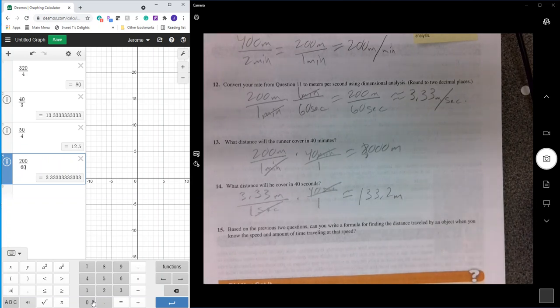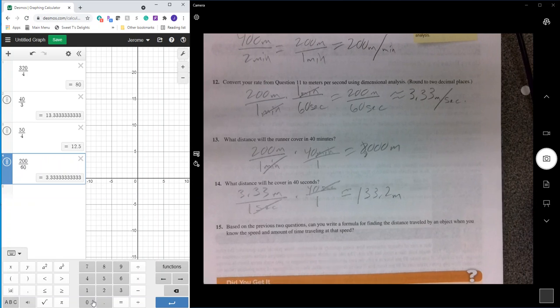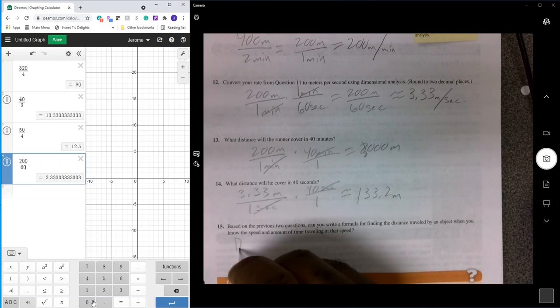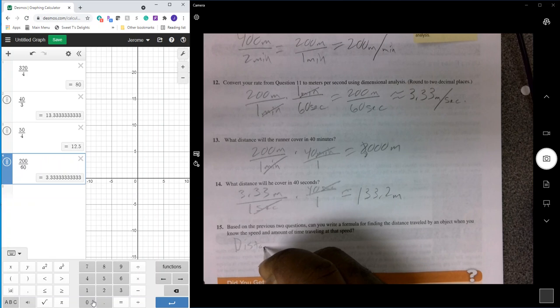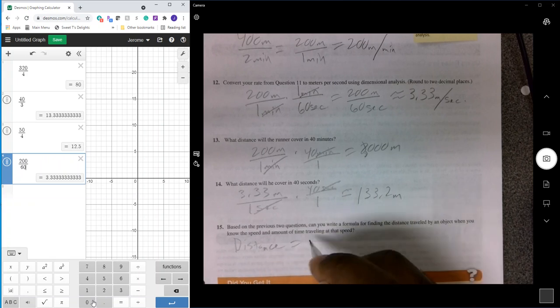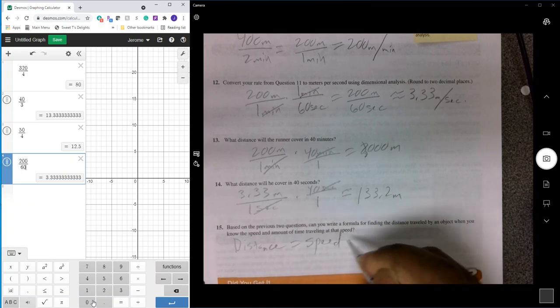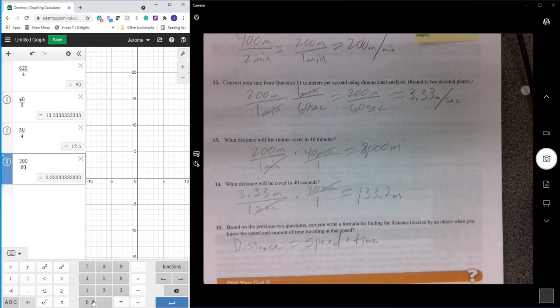Now 15, based on the previous 2 questions, can you write a formula for finding the distance traveled by an object when you know the speed and amount of time traveling at that speed? So what we would have here, we would have our distance is equal to our speed times time. So the distance is equal to the speed times time.